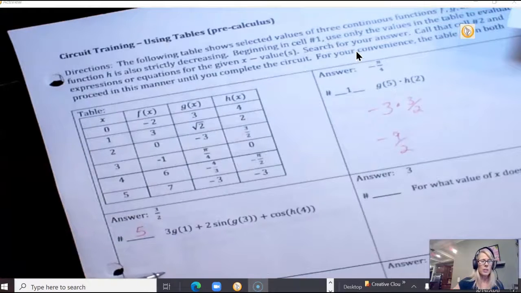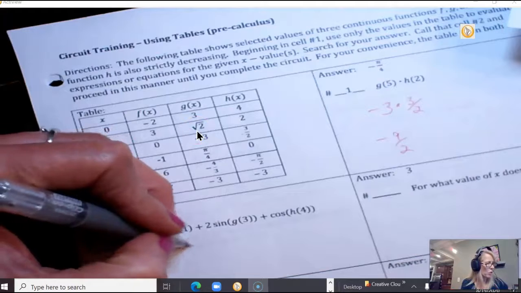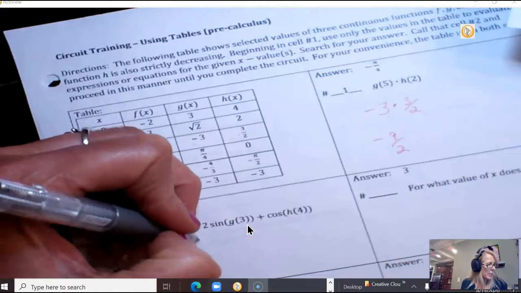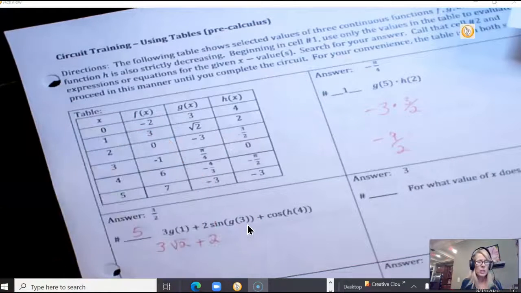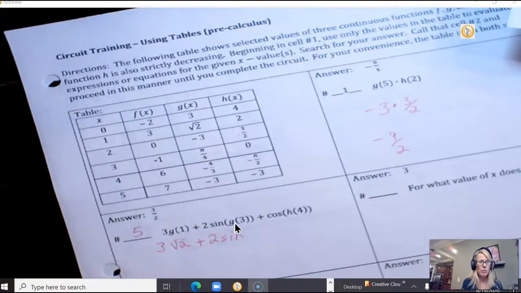This is where it starts to get a little harder. So 3 times g of 1. I'm just going to write in what is g of 1. g of 1 is square root of 2. So that's 3 square root of 2. Okay? And then it says plus 2 sine of g of 3. Now honestly, we're just going to go with the inside of the insidest of parentheses, so the smallest piece. So I'm going to put 2 sine, and I'll figure out what g of 3 is.